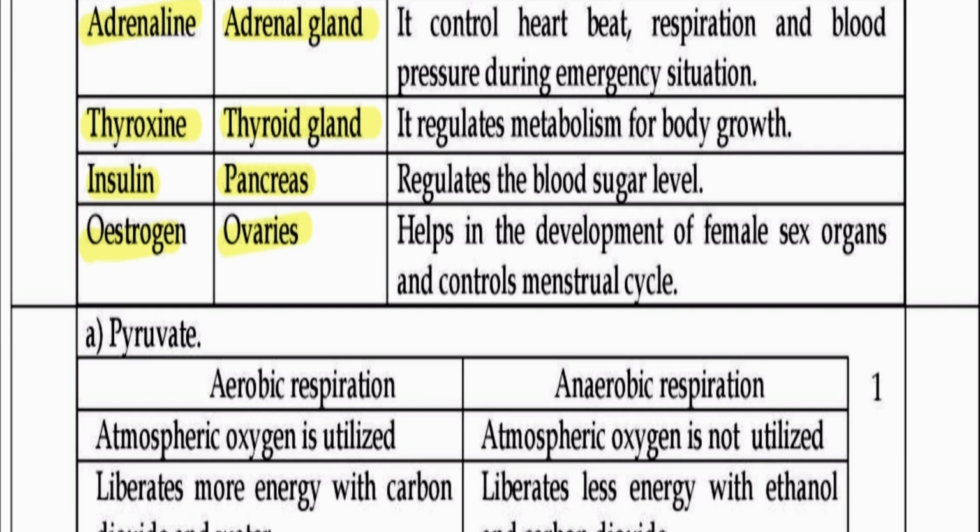Adrenaline helps in control of heartbeat, respiration and blood pressure during emergency situations, whereas the thyroid gland regulates metabolism for body growth, the pancreas regulates the blood sugar level, and estrogen helps in the development of female sex organs and controls the menstrual cycle.